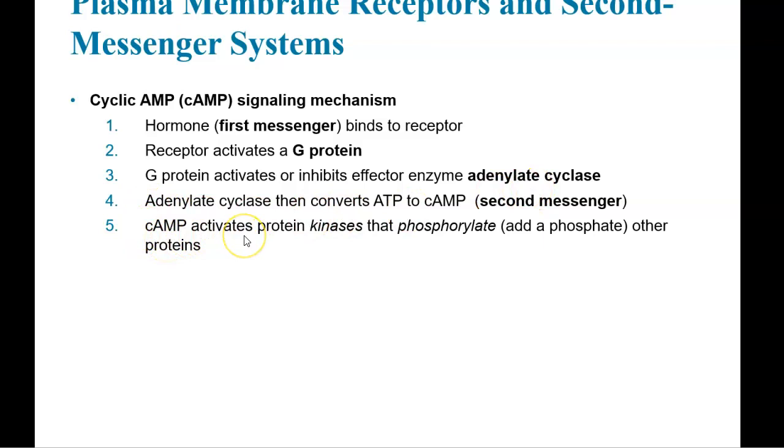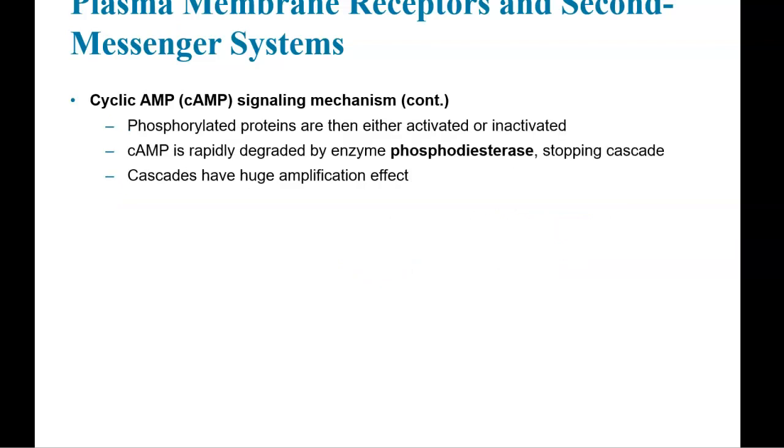Cyclic AMP is going to then activate a protein kinase, and that is going to phosphorylate, meaning it's going to add a phosphate to other proteins. Then the phosphorylated proteins are going to be either activated or inactivated, and the cyclic AMP is going to be degraded by the enzyme phosphodiesterase, and that's going to stop the reaction.